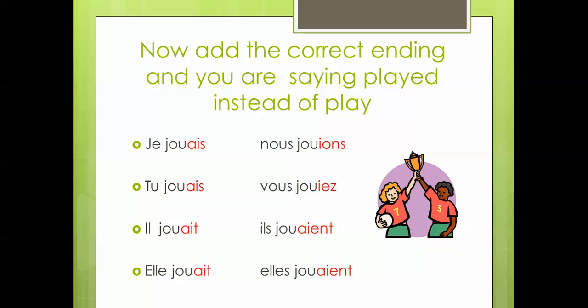Okay, I hope you notice that the je, tu, il, elle, and the ils with an S and elles with an S, these forms, even though their endings are spelled differently, all sound the same. Je jouais, elle jouait. Okay, it would be a good idea to write this down just so you can get used to seeing what it looks like.